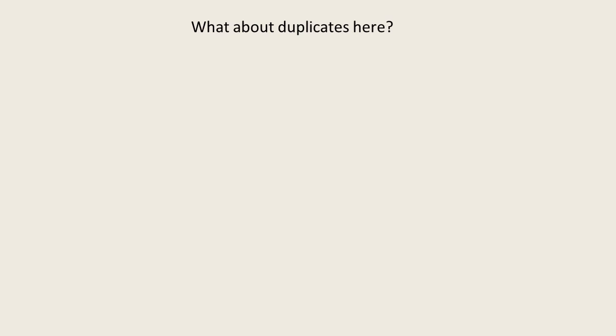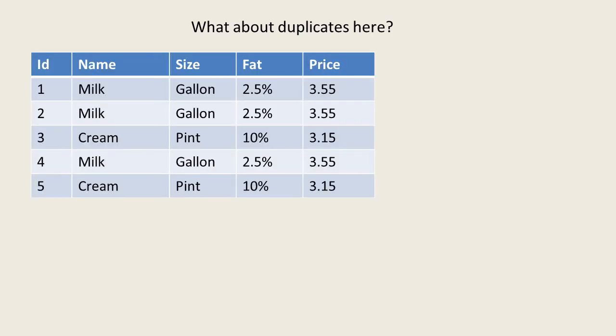And now let's have a look at another case. In this case, assume we are running some grocery store and we want to store information about items we have on the shelf in our dairy section. And we have milk and we have cream. And you now see some duplicates. You see that rows with ID 1 and 2 are absolutely the same. They are not technically duplicates because they have different IDs, different primary keys, but they are logically duplicates.